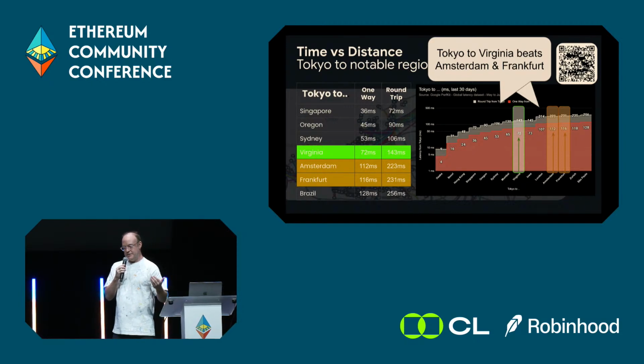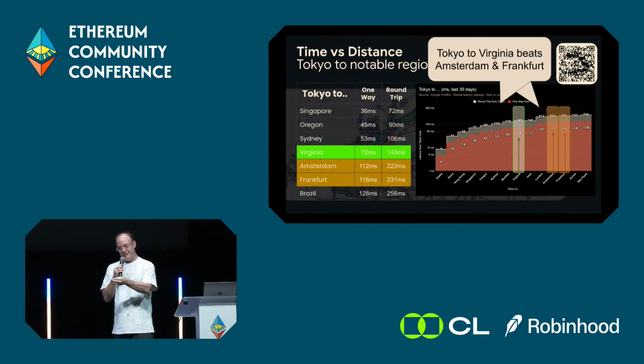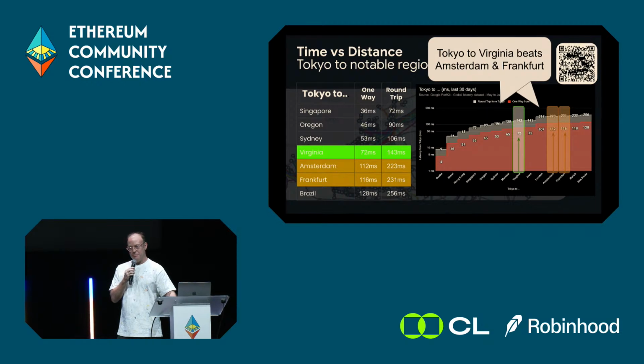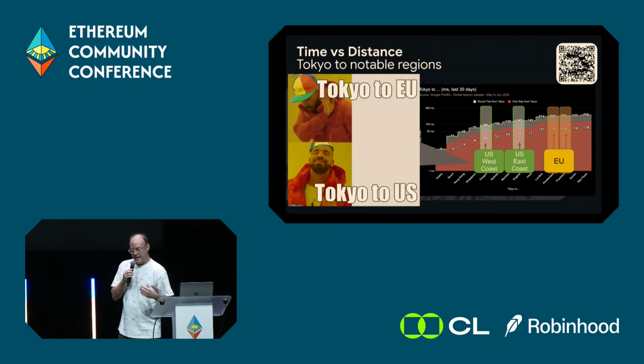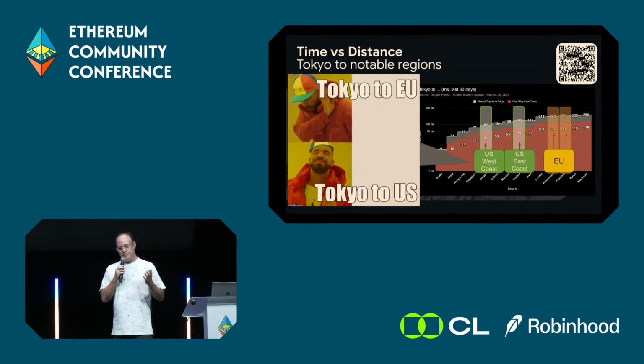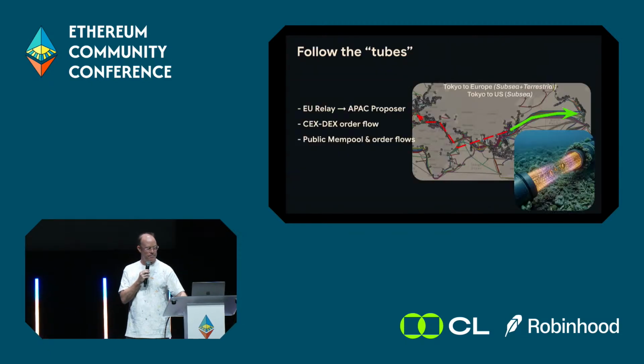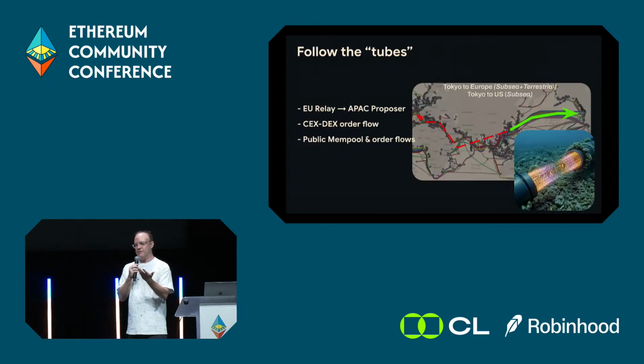When it comes to connectivity, Tokyo to Virginia is much faster than Tokyo to Europe. It's interesting. And this matters, right, in terms of maybe your design. And it's important to know when it comes to that decision, if you even dig into the data deeper, it actually turns out from Tokyo, it's faster to get to the US West Coast and US East Coast than it is to get to Europe, Frankfurt, and Amsterdam. Now, why is that? You have to follow the tubes.